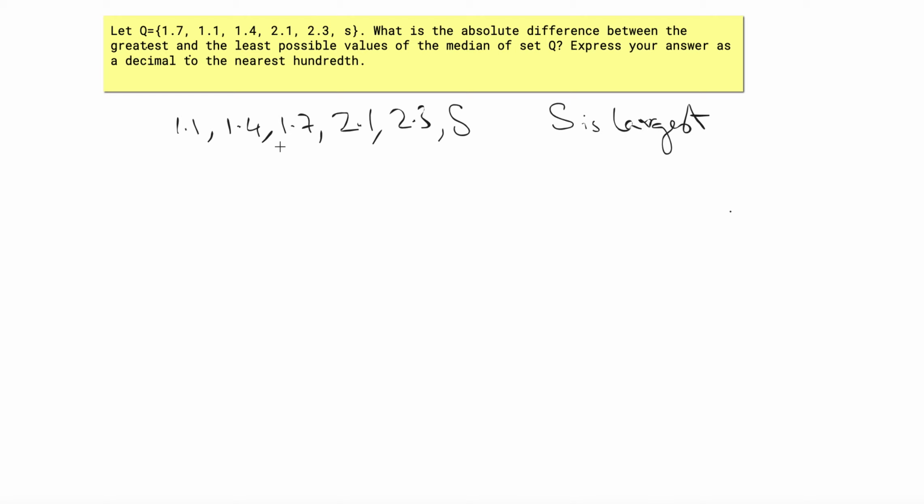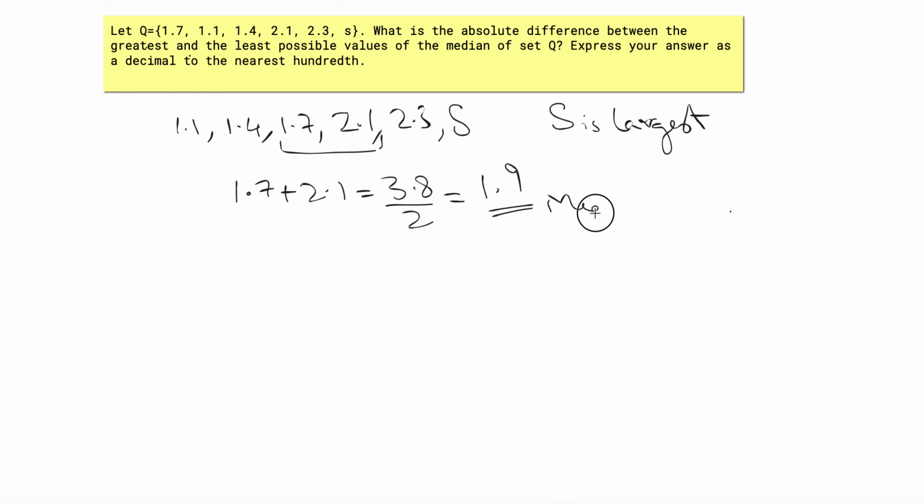In this case, the median is the average of these two numbers. So that's 1.7 plus 2.1, 3.8, and then I average that out. 1.9 is my median. So this is my median when S is largest. All right.